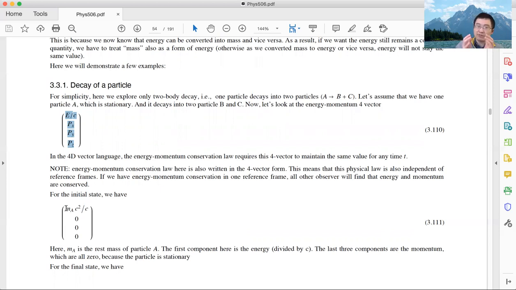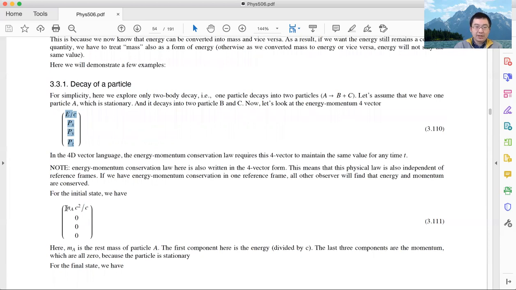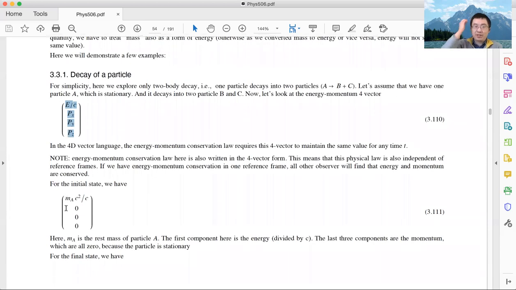For simplicity, I will choose a convenient reference frame: the reference frame where this A is not moving. This A particle may be moving, but it doesn't matter. Even if it's moving, I can choose a reference frame that's moving with this particle so that it's not moving in that reference frame. This frame has a very convenient property: the velocity of A is 0 in this reference frame. When the velocity is 0, the momentum is 0. The momentum is mass times velocity.